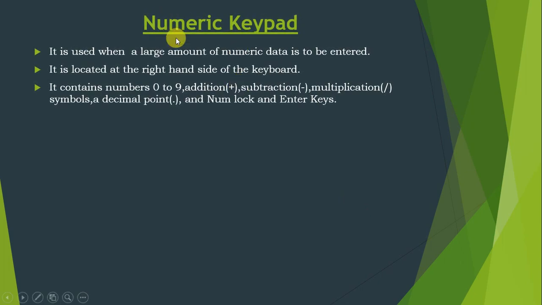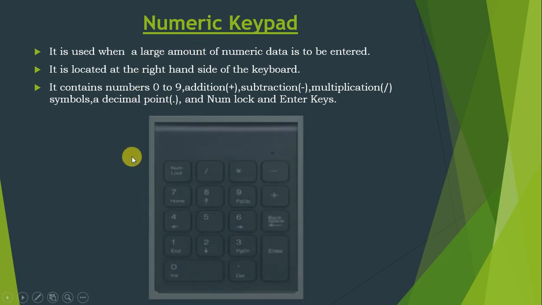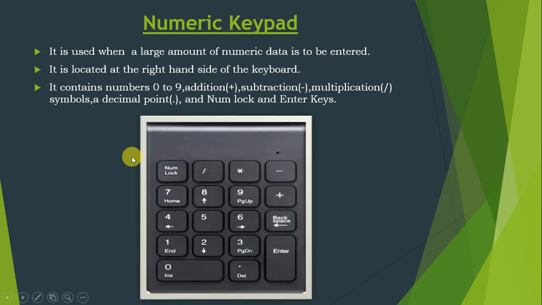Now numeric keypad. As I have told you, this numeric keypad is used when a large amount of numeric data is to be entered. On a keyboard, you know that number keys are in two places. One is above the alphabet keys and one is to the right of the keyboard. So this is the numeric keypad. It is located at the right hand side of the keyboard, and it contains the numbers from 0 to 9: 0, 1, 2, 3, 4, 5, 6, 7, 8, 9.